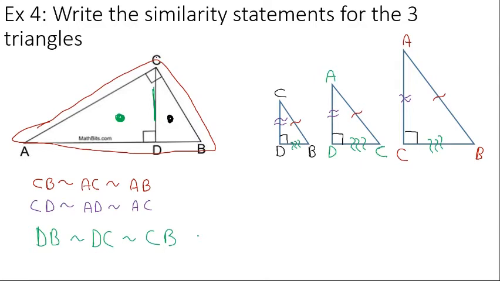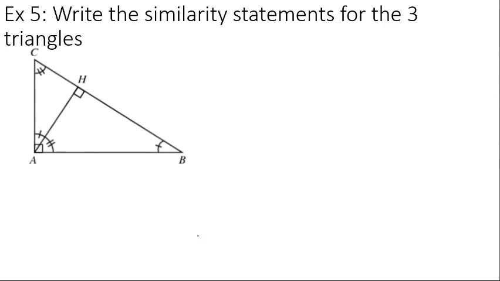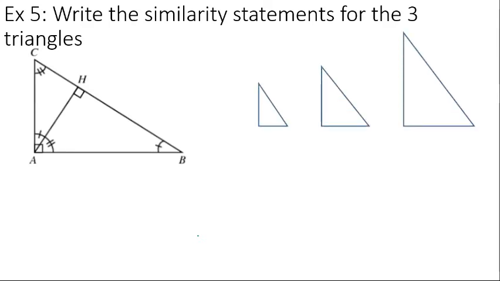All right, next one. Again, start with 3 triangles. And let me start with the small triangle right here. So there's my 90, H in the corner, C, and A. All right, next one, the medium size. 90 is right here, H, A, and then B up here.